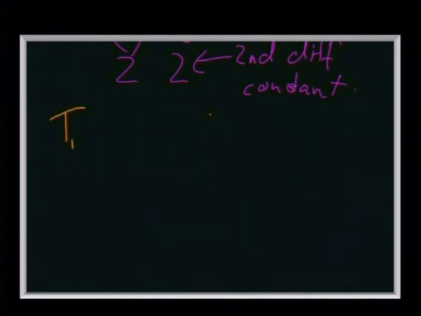So far, I know I'm dealing with Tn is equal to 1n squared, and then some other stuff. Then what I do is I make a table for myself.